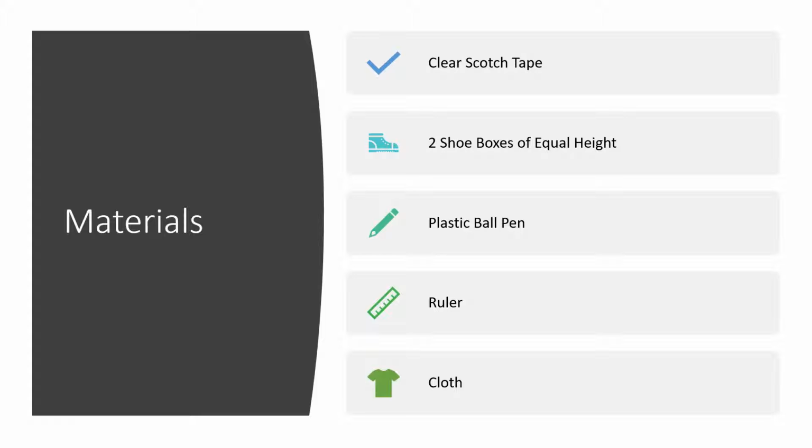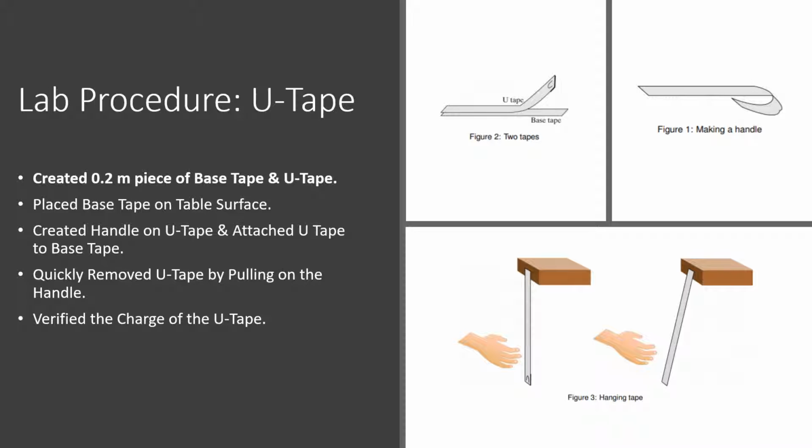The materials included in this lab included clear Scotch tape, two shoe boxes of equal height, a plastic ball pen, a ruler, and a piece of cloth. The lab procedure began with the creation of the U-tape and the base tape. I cut out two pieces of clear Scotch tape and labeled them as base tape and U-tape. I then placed the base tape on the table surface.